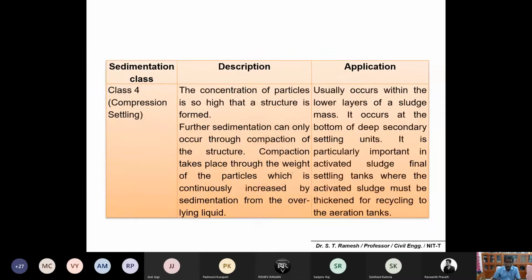And the fourth one is compression settling. The particle concentration is very high, and even an individual particle doesn't want to settle because of upper layer compaction. That particle tends to go for some sort of sedimentation. That is because of the pressure, or you can say weight of the particles, which is continuously increased because of sedimentation from the overlying liquid. That's what compression settling, or type 4 settling, is. This is what we discussed.